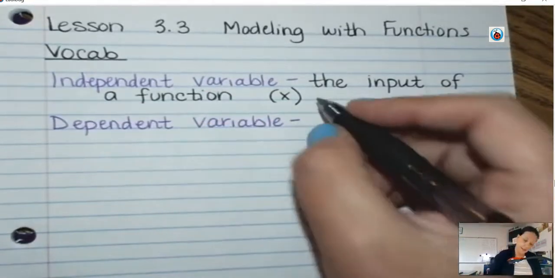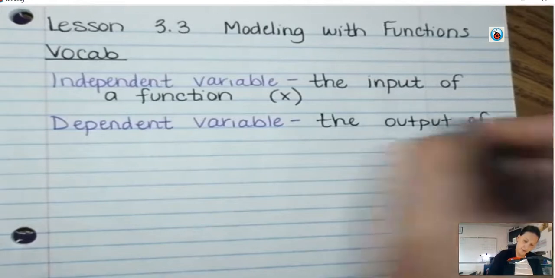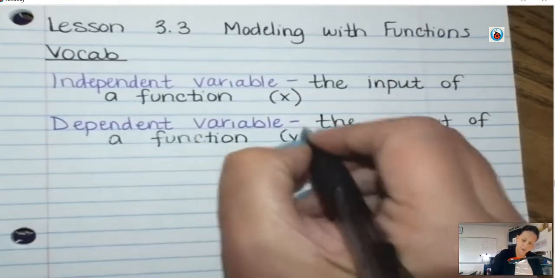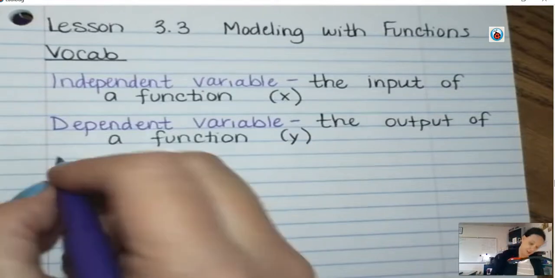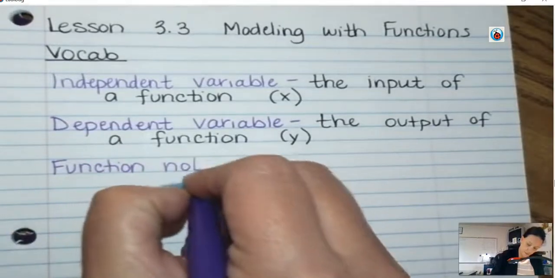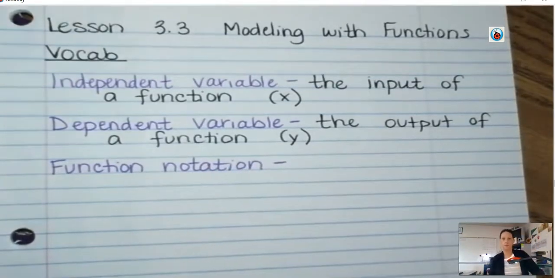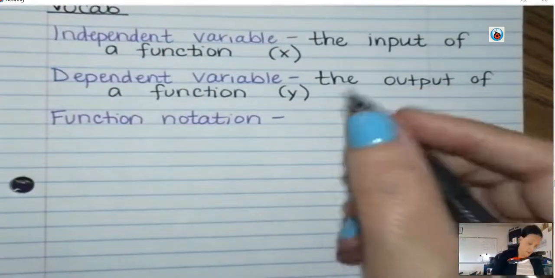The dependent variable is the output of a function, or the y value. And then the last vocabulary word for this lesson is function notation. Function notation is another way to write equations.